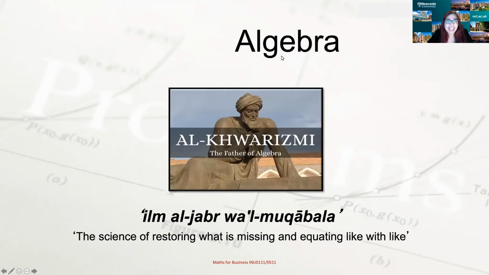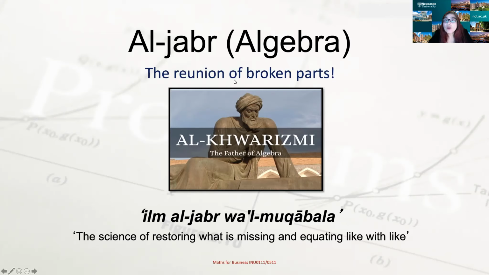Do you know where the word algebra comes from? The word algebra has been taken from the title of the book, Ilm Al-Jabr wal-Muqabala, The Science of Restoring What is Missing and Equating Like with Like. The word algebra, as you can see, is an Arabic word, which means the reunion of broken parts. This word has been taken from this book, and this book was written by Al-Khwarizmi. He is known as the father of algebra, the man who made possible the maths we use today.